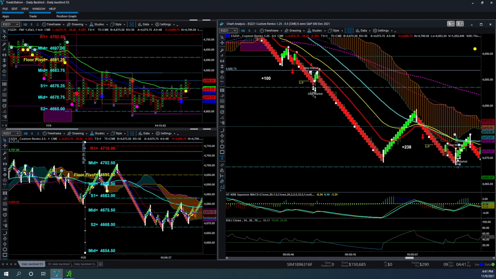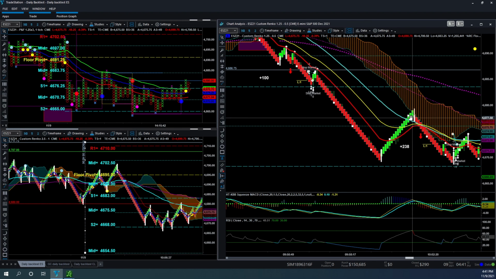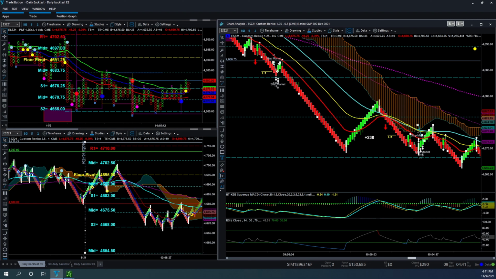Then it went back up and painted this white bar here, and this is where I took the entry. So you see that one there. That one actually should be right there. So I took that one for one target, and then the other one stopped me out right here. So two contracts for 238 total. So 138 the second one, and 100 the first one. Okay.